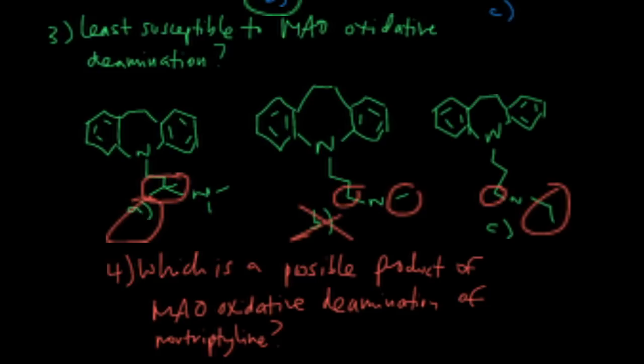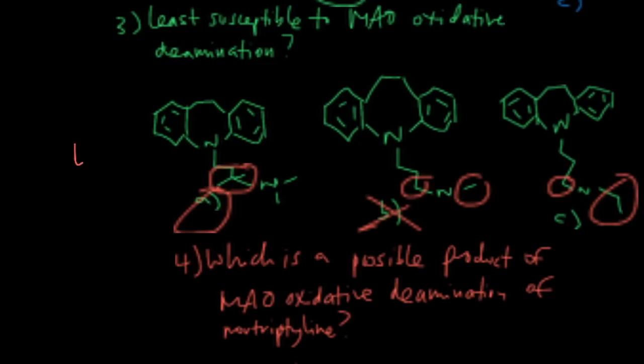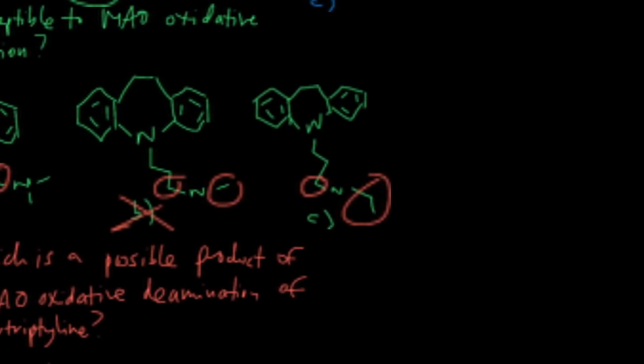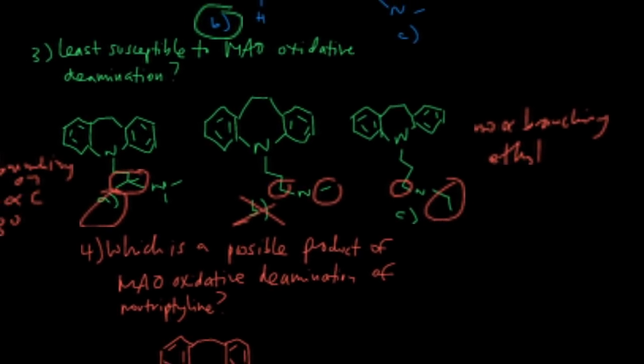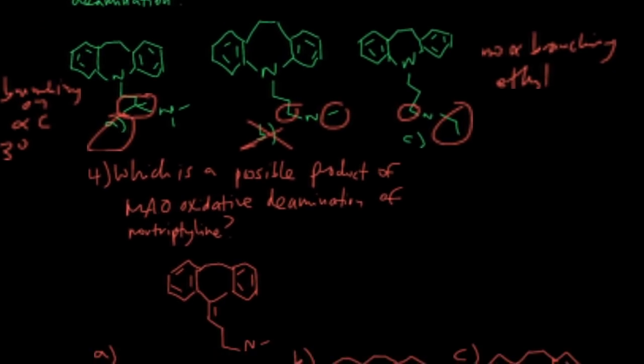Now you're stuck with nothing on the alpha carbon and an ethyl group, or you definitely have something on the alpha carbon and you have a tertiary amine. So you have two things that leave A less susceptible to deamination, whereas you just have the ethyl group. So definitely A. In A, you have branching on the alpha carbon, and you also have a tertiary amine. Whereas in C, you just have no alpha branching, and you also have an ethyl group. So two factors in A compared to just one factor in C. So A is less susceptible to MAO oxidative deamination.